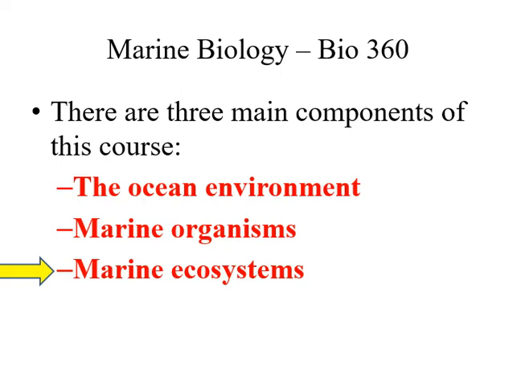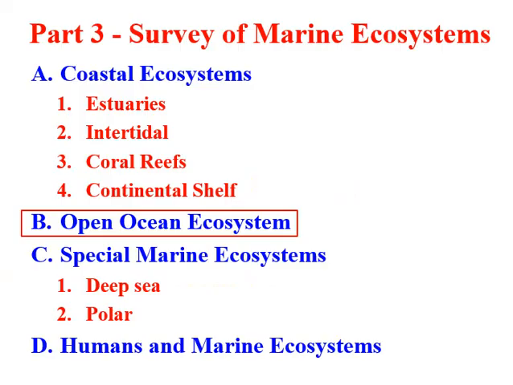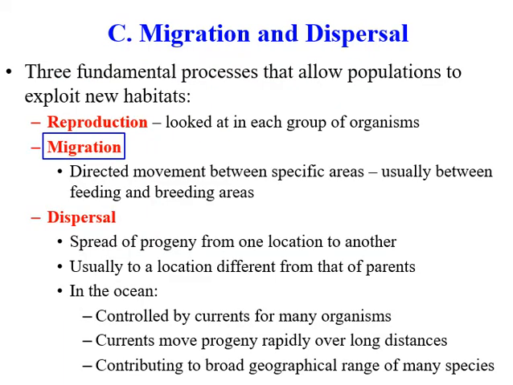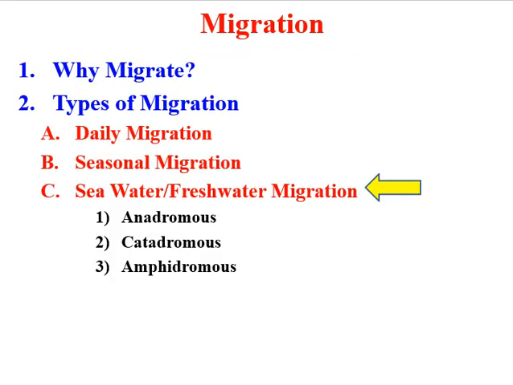Continuing our survey of marine ecosystems, looking at the open ocean, oceanic ecosystems, as opposed to those close to shore, coastal ecosystems. And we've gotten to this point where we're looking at migration and dispersal. And we've looked at a number of aspects of migration, realizing that these aren't all limited to oceanic ecosystems, but there's aspects of migration and dispersal that are relevant to other marine ecosystems, those close to shore.